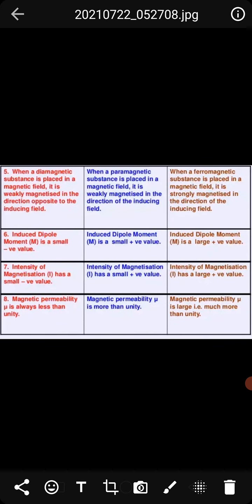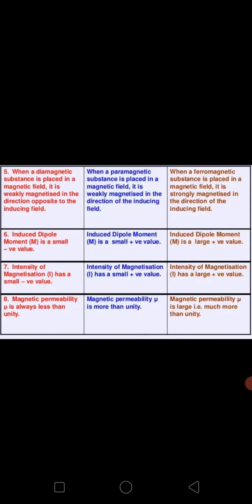When a diamagnetic substance is placed in a magnetic field, it is weakly magnetized in the direction opposite to the inducing field, the applied field. And a paramagnetic substance is weakly magnetized in the direction of the inducing field, meaning it will align itself in the direction of the field. And a ferromagnetic substance is strongly magnetized in the direction of the magnetizing field.